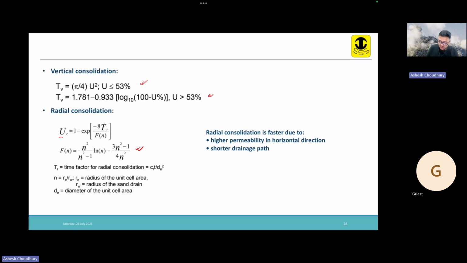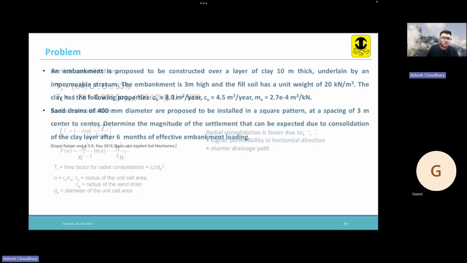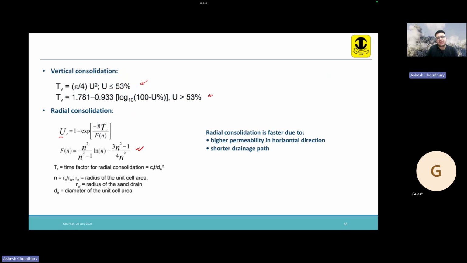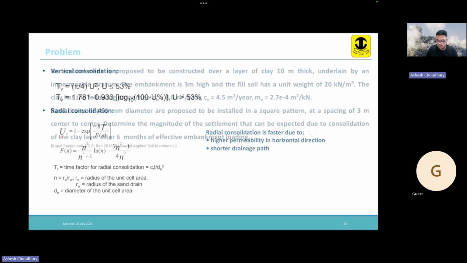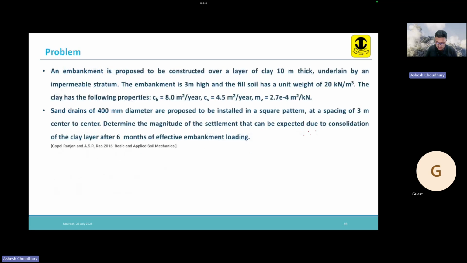Okay. So now this UR, how to obtain it? Actually we can obtain it graphically. There are graphical representations of these equations present, from where you can directly get this UR value. So okay, now let us solve an easy problem. With that it will be more clear.